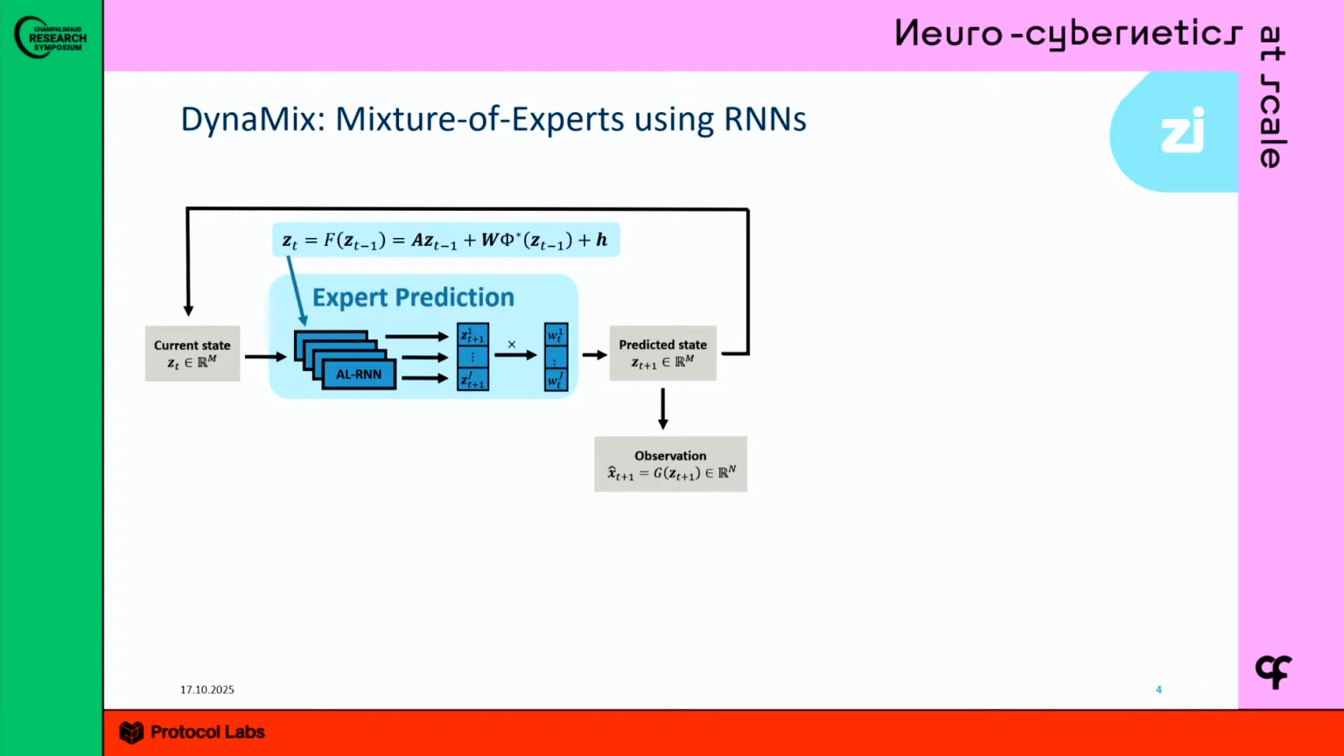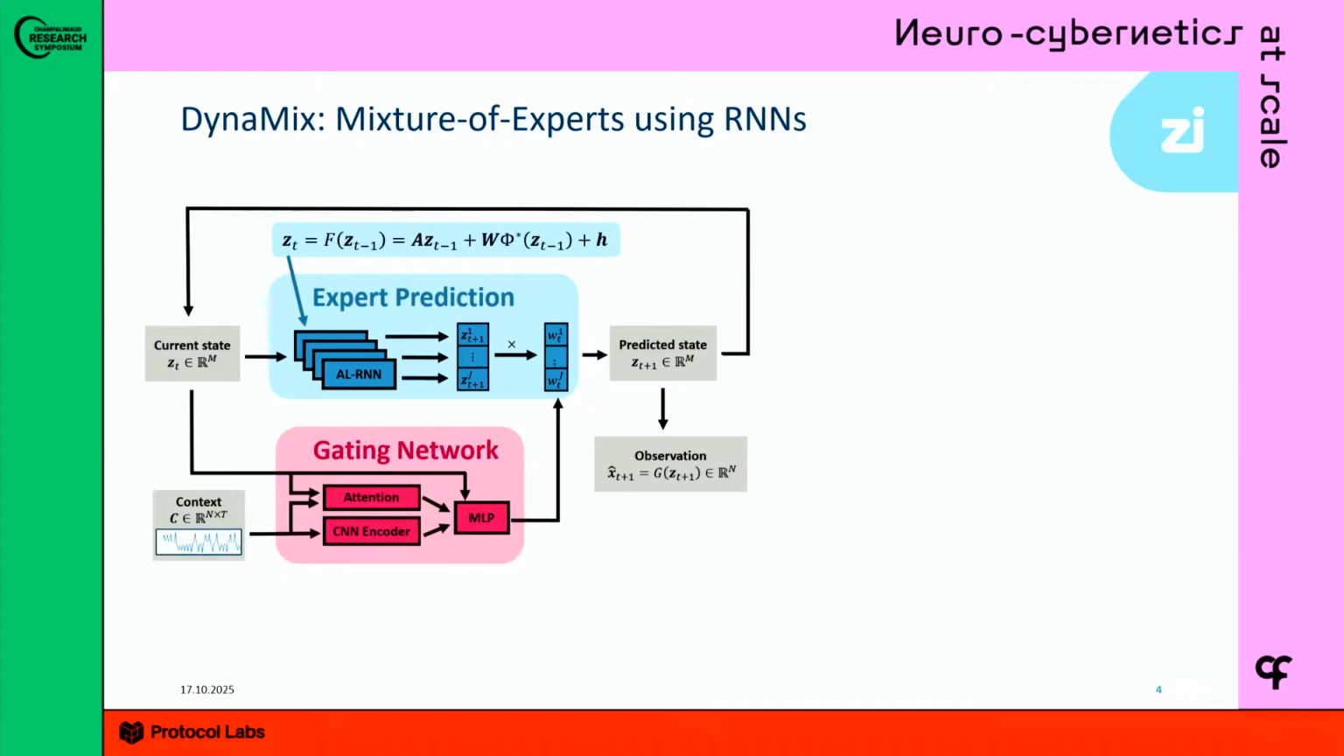In order to calculate these weightings of the RNNs, we use a gating network that acts based on the context. So we input the context as the time series into this network, which consists of a CNN encoder as well as a state attention mechanism that processes this context and then puts all this together into a feed-forward neural network, which then predicts my weightings.